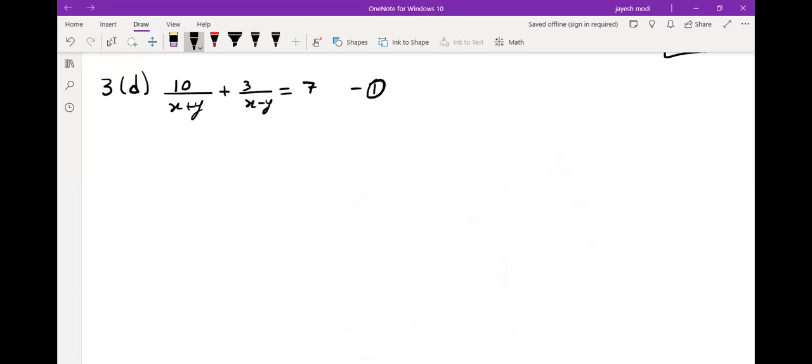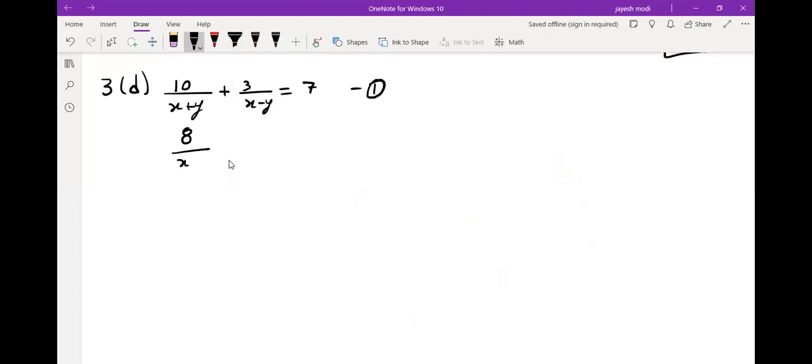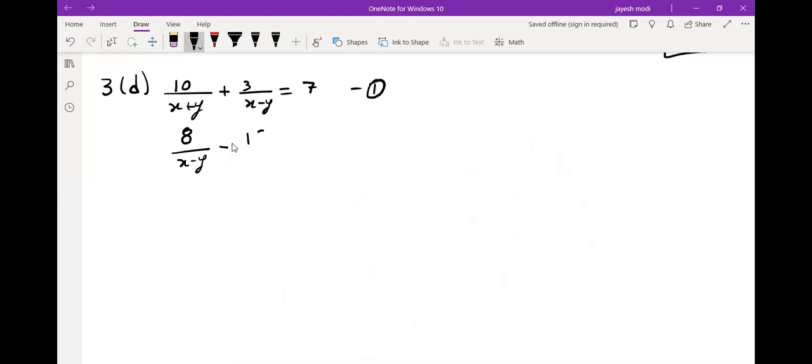Equation number 1. Okay. And second equation: 8 upon x minus y minus 15 upon x plus y equals to 5. So to solve these types of questions, look at this. It is x plus y, x minus y, but this is x minus y and x plus y.